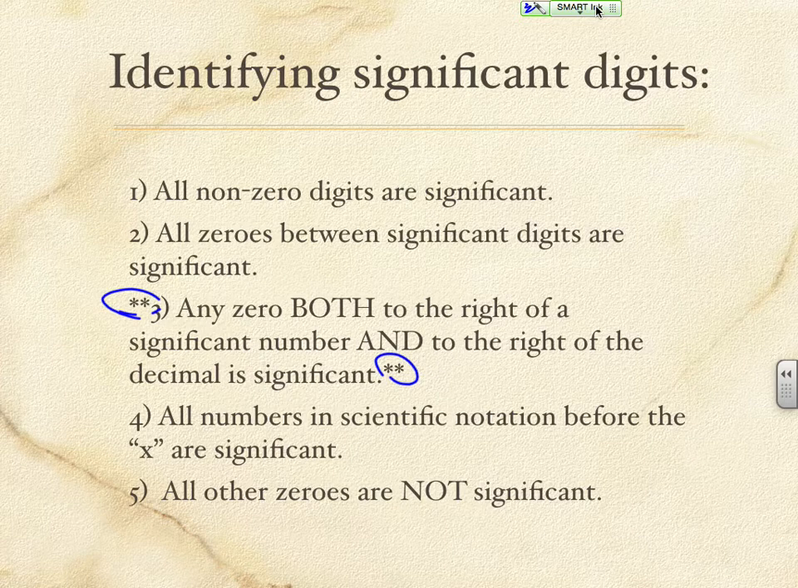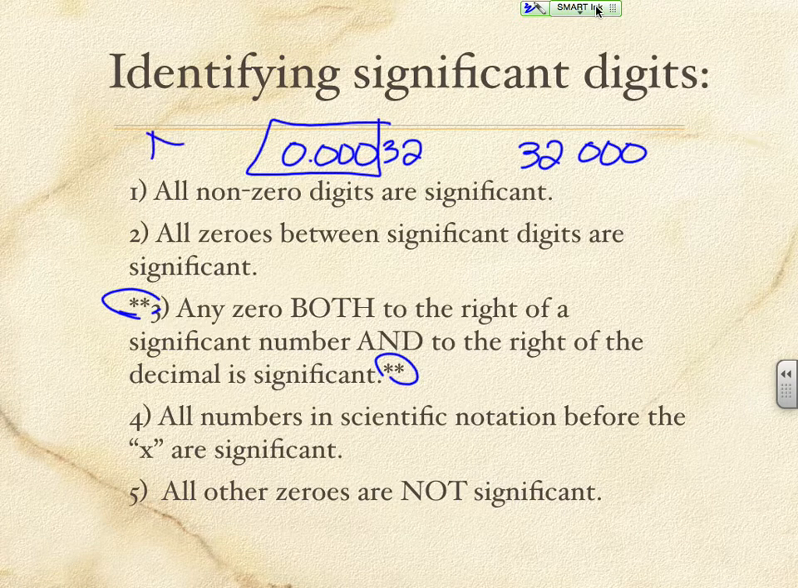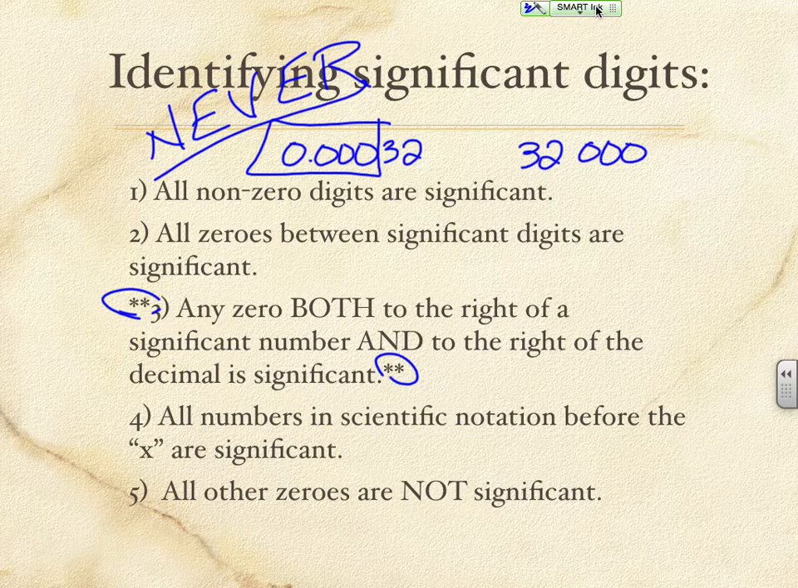What do we do with zeros? So the rule is any zero that's both to the right of a significant number and to the right of a decimal is significant. What this comes out to is dealing with how do I deal with zeros at the beginning and how do I deal with zeros at the end. Zeros at the beginning, very, very simple rule. How often do we use beginning zeros? Never, never, never. Beginning zeros, never significant. So this one would be 2.